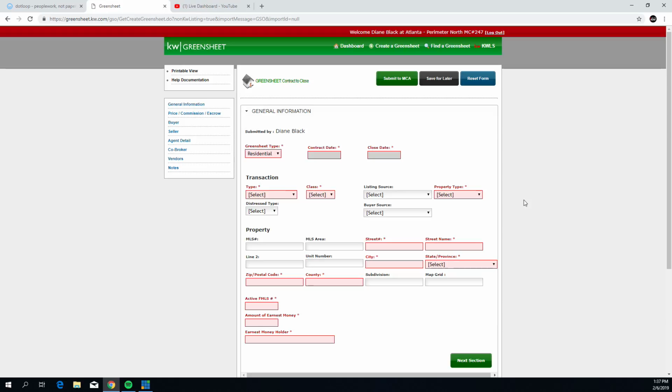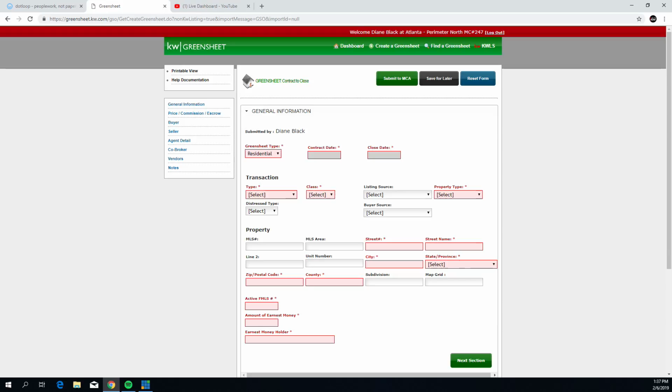Here's the good news. You only have to fill out the blocks that are in red, which, as you go further on, you'll be more appreciative of. You don't have to put in the MLS number here. You don't have to put in all this. The only things you have to put in are the ones in red that have the little asterisks on them. Now, in this case, green sheet type, residential. Most of you are going to be using residential. You may be using commercial, but for the most part, you're going to be in residential.